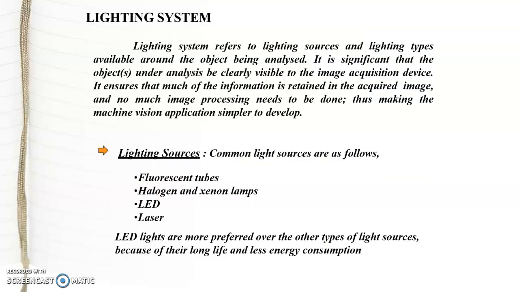In order to have better image processing, we need a clearly visible image of the components, and that is done by a lighting system. The lighting system enables the camera to capture very clearly visible images, and these lighting sources are classified as fluorescent tubes, halogen and xenon lamps, LED, laser, etc. Out of these, LED is the most popular.